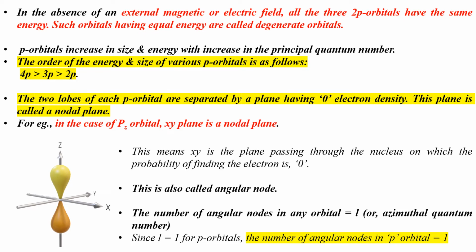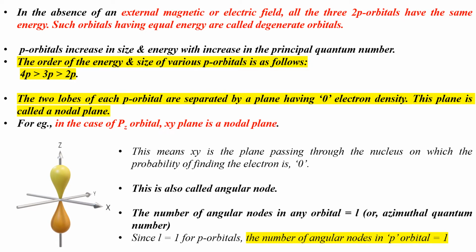You can see from the trend or order shown that the size of the 3 4p orbitals is bigger than the size of the 3 3p orbitals. The size of the 3 3p orbitals is bigger than the size of the 3 2p orbitals. And you can also see that the energy of 4p orbital is greater than that of 3p orbital, and the energy of 3p orbital is greater than the energy of 2p orbital.